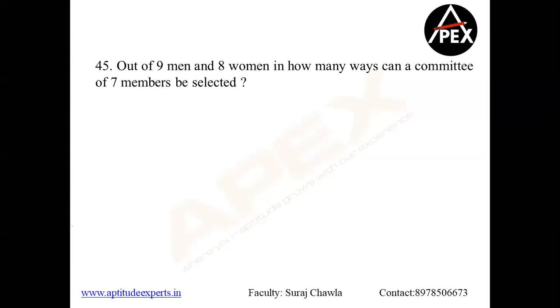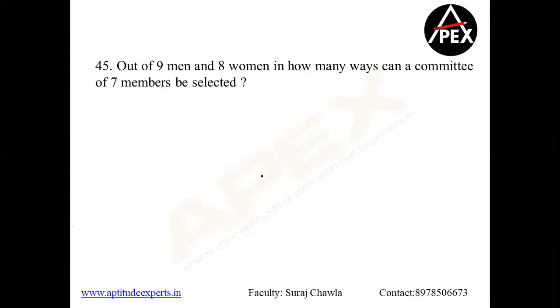Yep. So we have 9 men and 8 women to be selected in a committee. How many ways can the committee of 7 be selected? Now there is no condition given to us, right? Whenever I'm selecting a committee, we all know that we use combinations. So 9 plus 8 becomes 17, so my answer becomes 17C7.